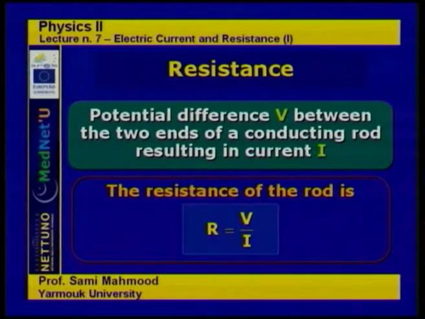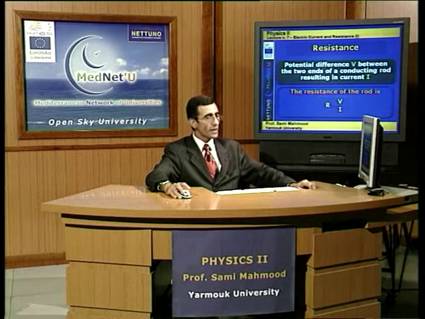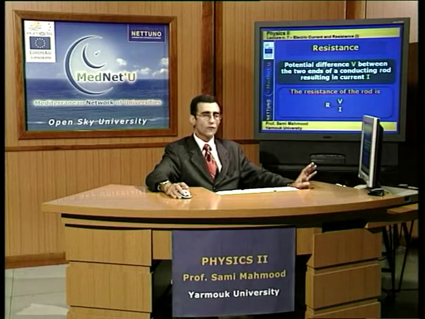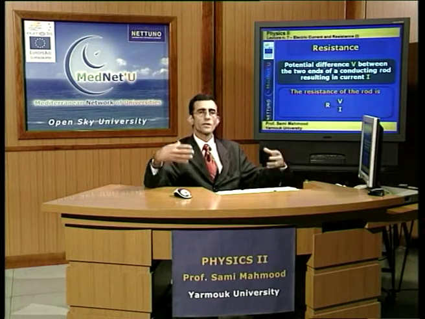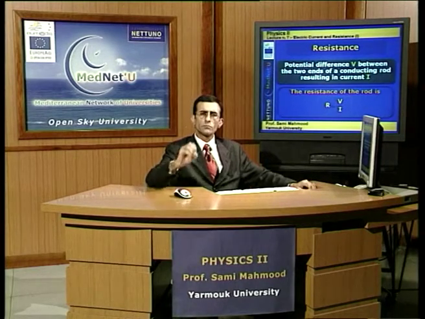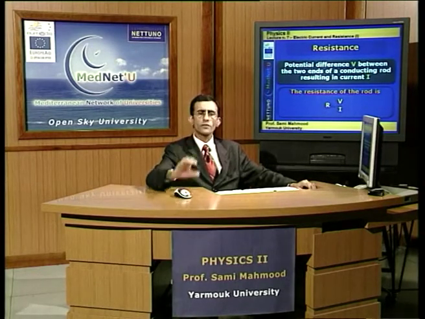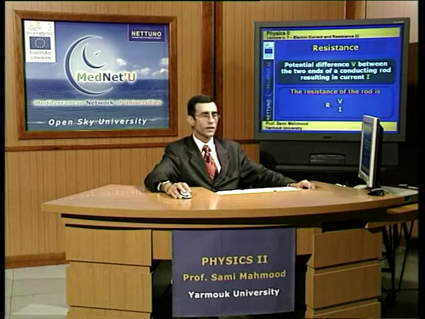And the resistance of that rod to the flow of current is defined as R, resistance, is equal to the potential difference between the two ends of the rod divided by the current flowing in that rod. This is the definition of the resistance. So it's some sort of a frictional resistance to the flow of current under the application of the electric field.